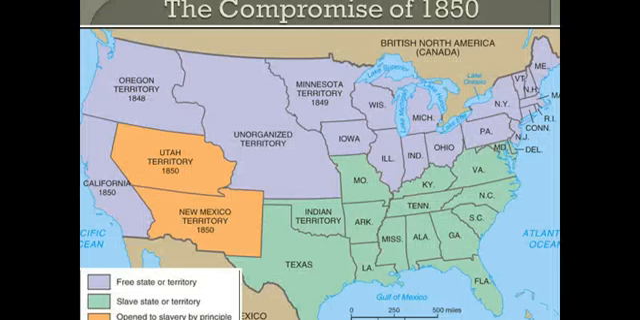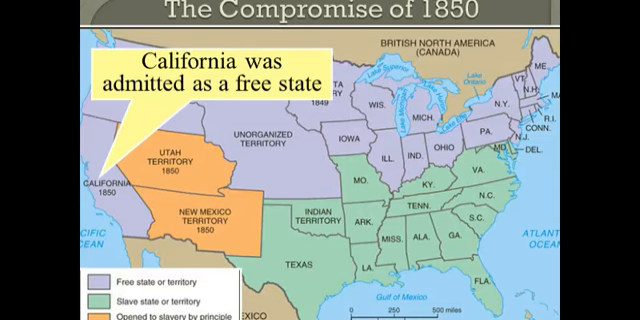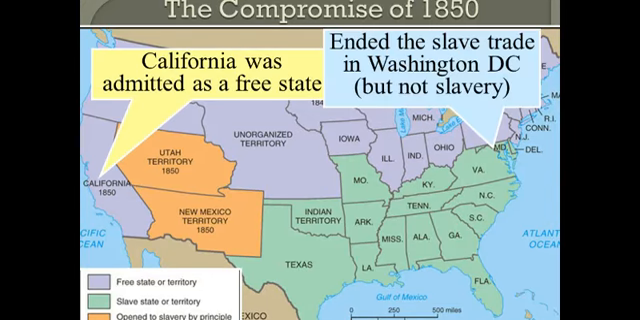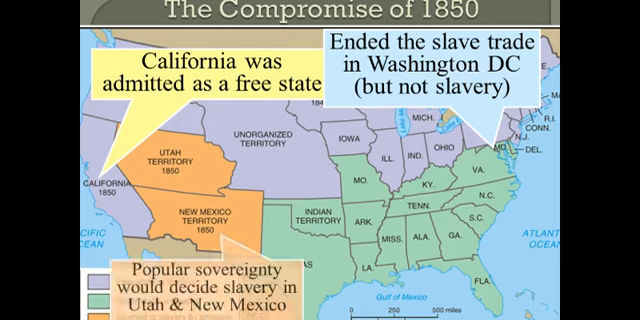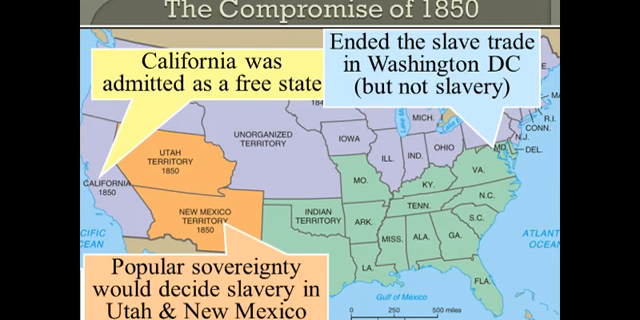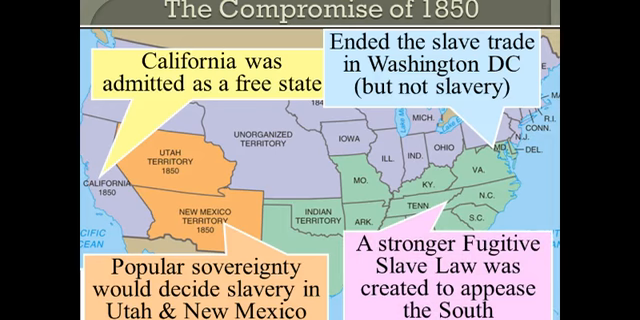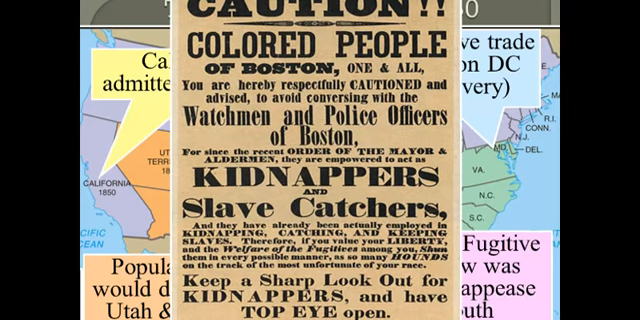So this is another map of the Compromise of 1850, a closer look, just so you can get more of a bird's eye view of what's happening here. California was admitted as a free state. It ended the slave trade in D.C., but not slavery itself. And popular sovereignty would decide slavery in Utah and New Mexico. A stronger fugitive slave law was created to appease the South, but the Northerners weren't exactly on board for this. So you've got abolitionists posting posters all over the North saying, hey, black people, former slaves or current slaves, watch out because slave catchers are coming for you.